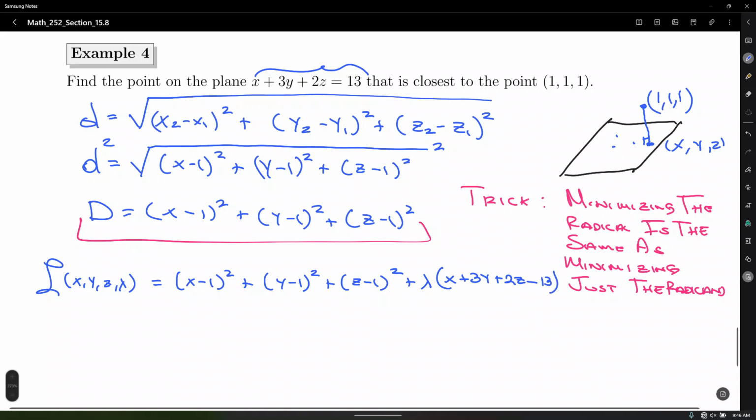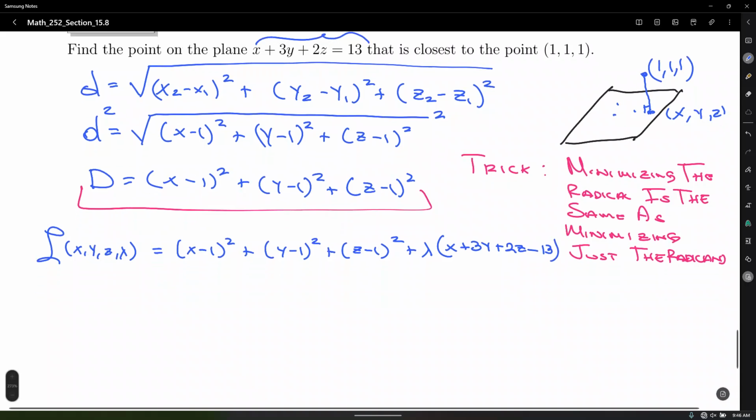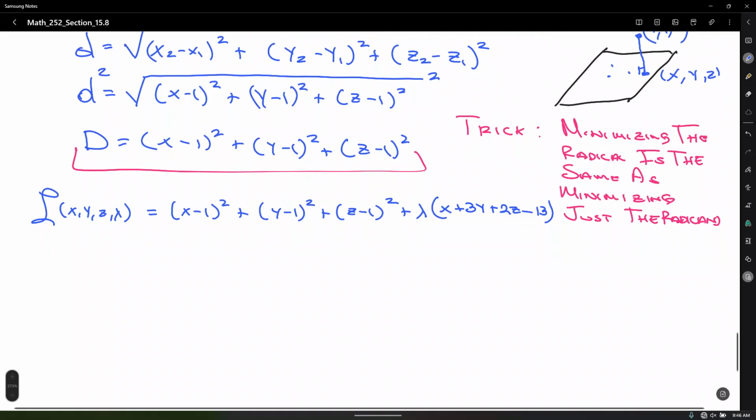No, it's not going to be as bad as the previous problem. Well, maybe a little bit. Yeah, I'll take it back. Okay, let's find the partials. With respect to x, mini chain rule, 2 times (x minus 1), and 0, 0. Okay, careful. The partial with respect to x of the constraint term is 1 times lambda, just lambda.